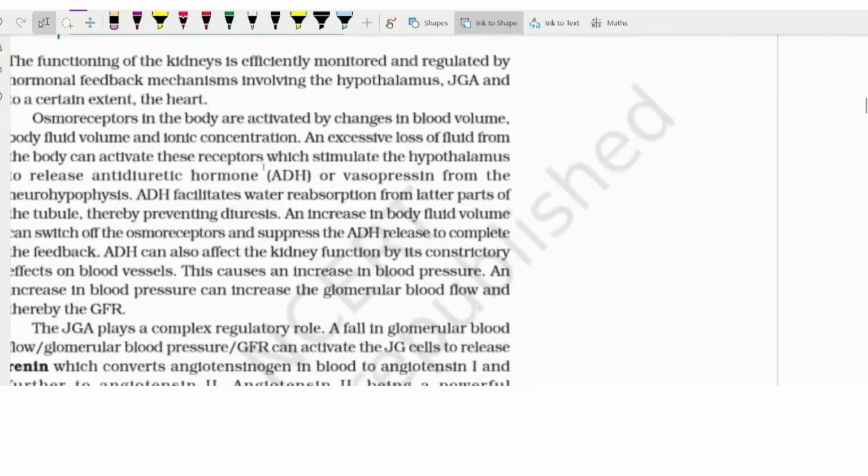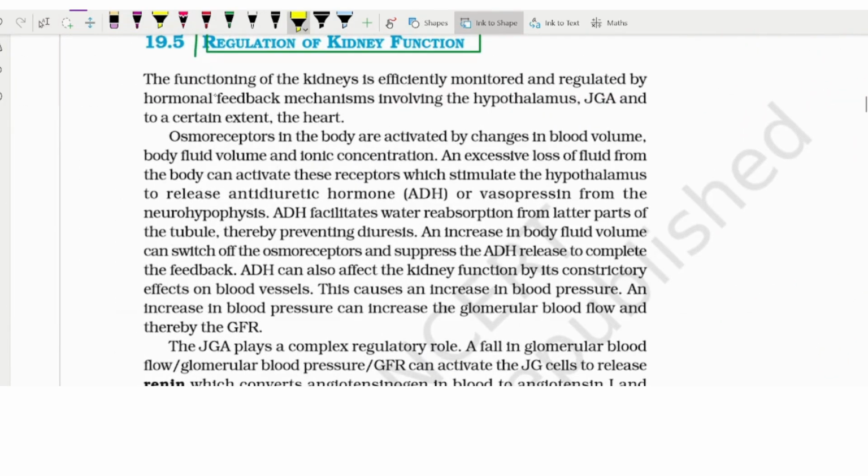Okay, now let's see what our NCERT is also saying. Here the functioning of the kidney is efficiently monitored and regulated by hormonal feedback. How? Which organs are included? Like the brain: from the brain, the hypothalamus; from the kidney, the JG cells; and from the heart itself, ANF. Okay, so the hypothalamus is giving the antidiuretic hormone, which increases the glomerular filtration rate. The JG cells are releasing the aldosterone. Again, these two are increasing the GFR, and automatically the heart rate is increasing, and the heart itself is giving the ANF, which is decreasing the heart rate.